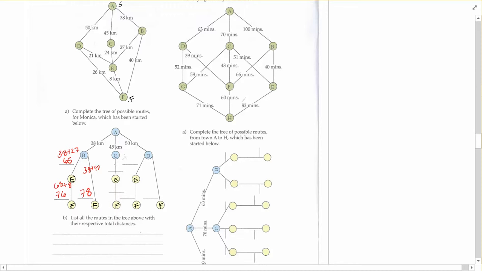A to C is 45 plus 24, so 45 plus 24 is going to be 69. And then we're going to have 69 plus 8, which will get us to 77 kilometers. And looking at our other possibility here, going out to D at 50 kilometers, D plus the distance to E is 21, so that's 50 plus 21 is going to get us to a total of 71 kilometers on that path. And then from E to F again is 8, so that's 71 plus 8 is going to get you to 79 kilometers. And from D straight down to F would be 50 plus 26.